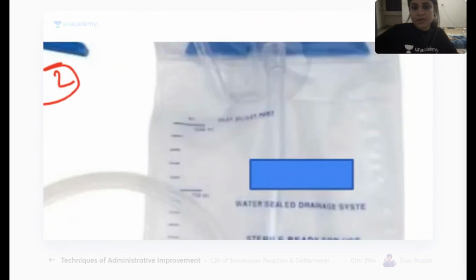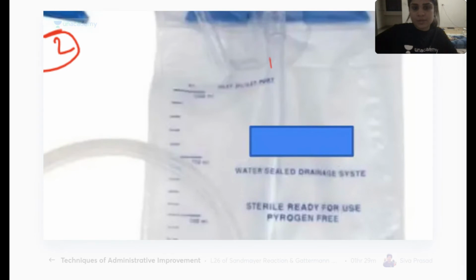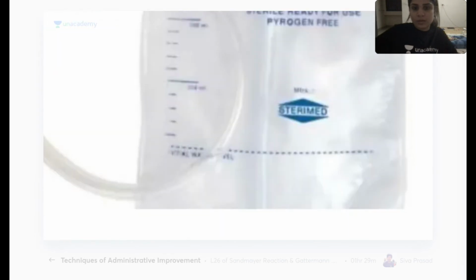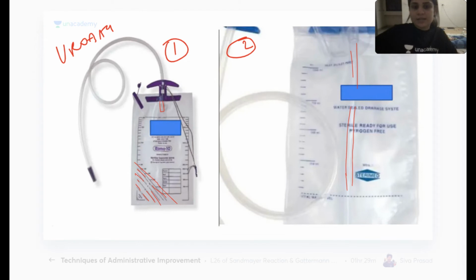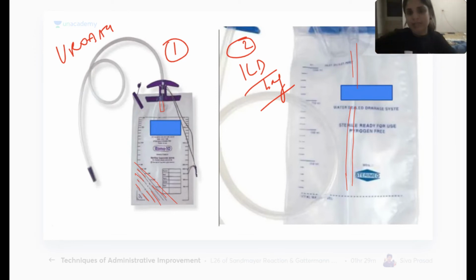What is this bag over here? You're seeing the tubing of this bag is going right down to the bottom, and it says water sealed drainage system. So what is this bag? This is nothing but an intercostal drain bag. This is used for collecting any kind of pleural fluid, pleural effusion, pleural abscess, anything that is there in the pleura. So this is your intercostal drain bag with an underwater seal.